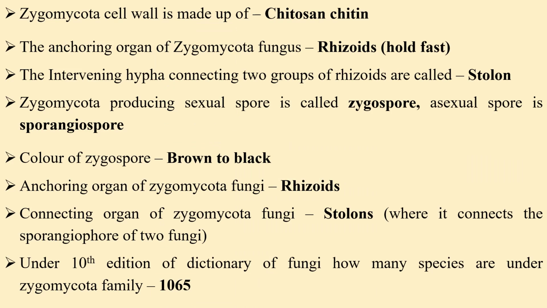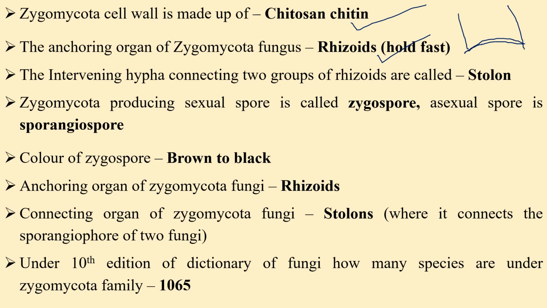Some other common important points: the Zygomycota cell wall is made up of chitosan and chitin. The anchoring organ of Zygomycota fungi is the rhizoids. Rhizoids can also be called holdfast, which is helpful not only for anchoring but also for absorbing nutrients. The intervening hyphae connecting one rhizoid to another rhizoid are called stolons, which are present in Rhizopus and absent in Mucor, right?